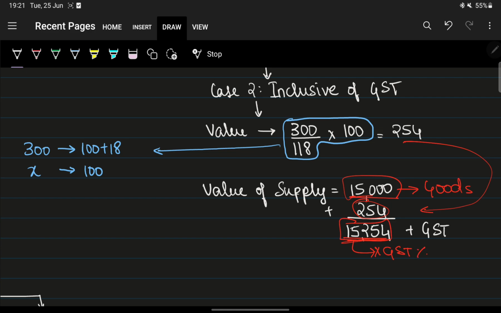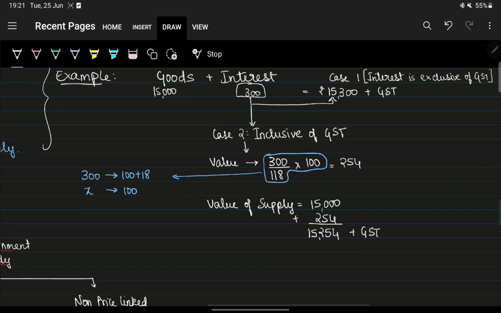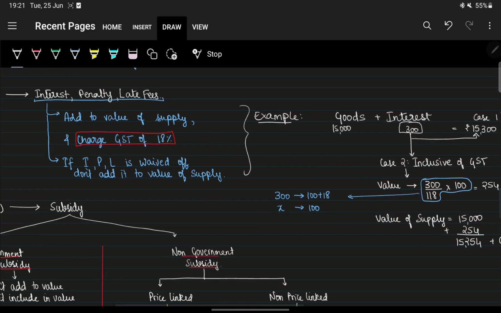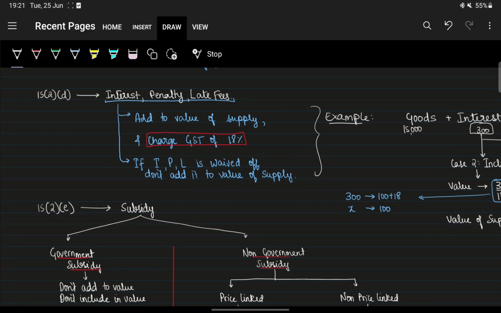Okay, clear? Is that clear? I think it should be fairly simple, right? I don't think there's any problem. Anyway, I'll just go through it one more time. If you're not paying attention, kindly pay attention now.